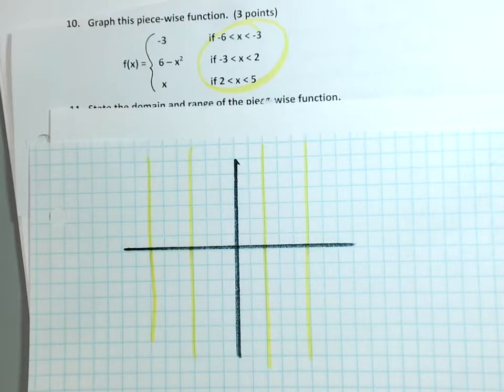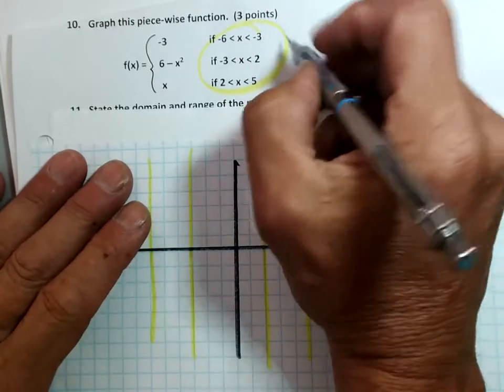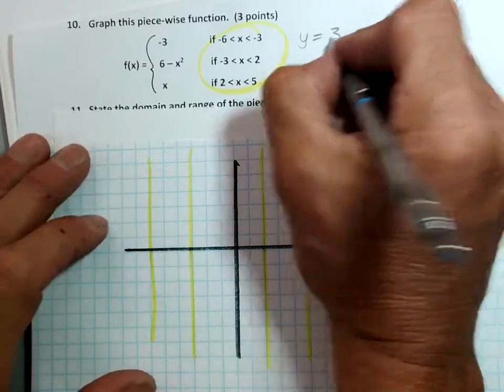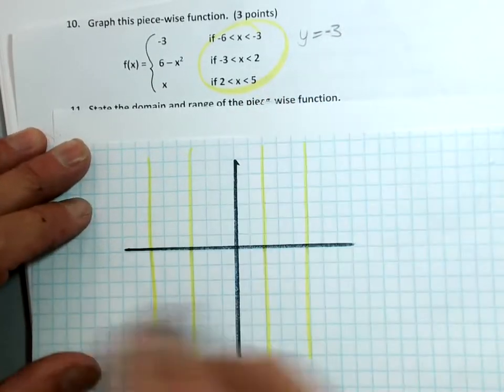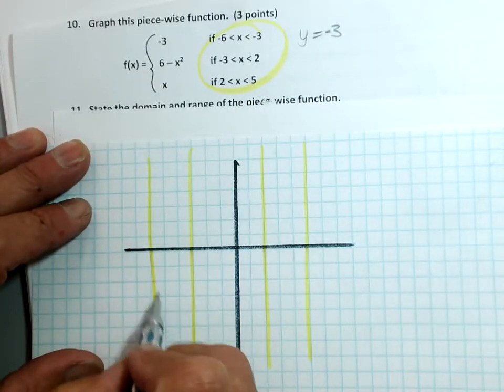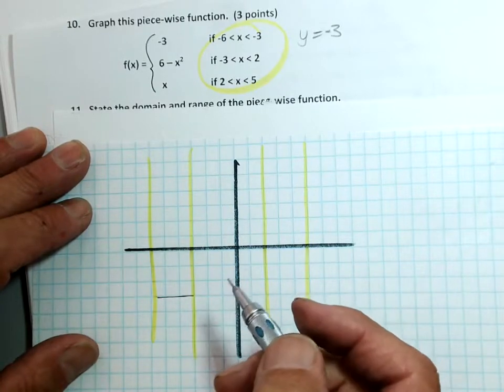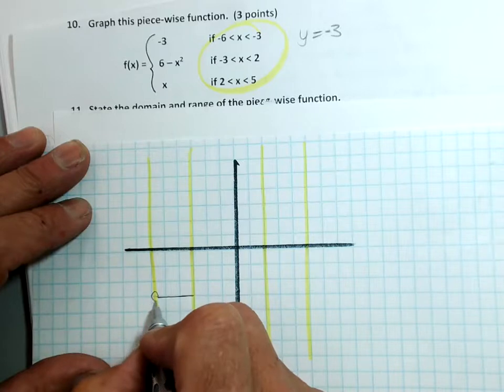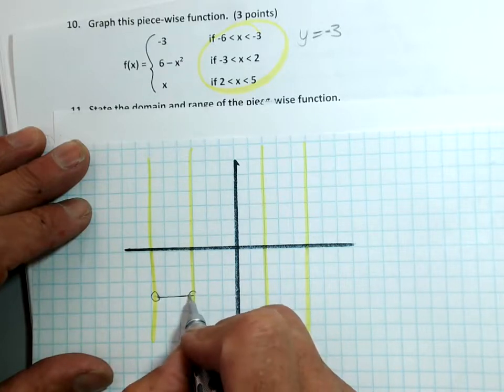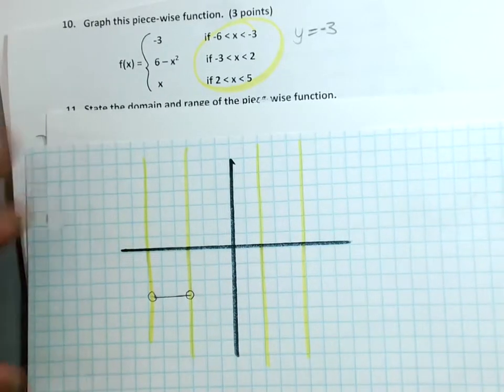First equation is y equals -3, horizontal line at -3, but I'm just going to put it right into the first region, right? Open circle here, open circle there.